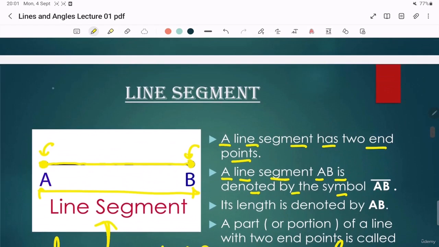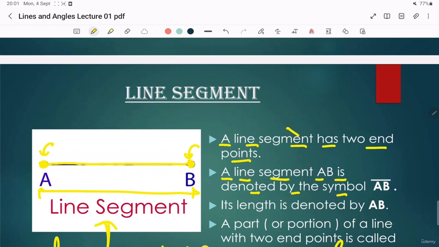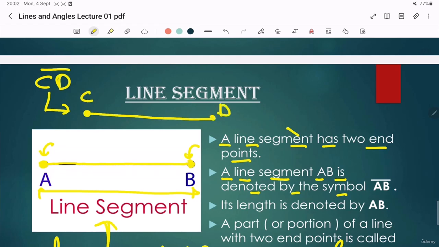Let's say I have written PQ like this. This means we have a line segment whose one endpoint is P and the other endpoint is Q. So this is a line segment. Let's say I write C and D. This means we have a line segment whose one endpoint is C and another endpoint is D.